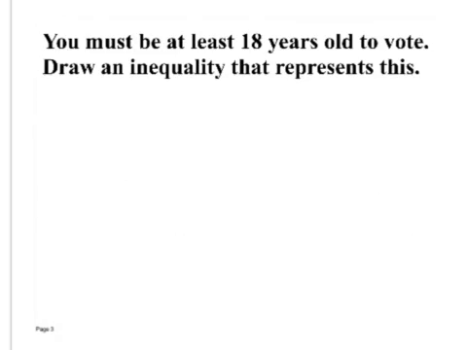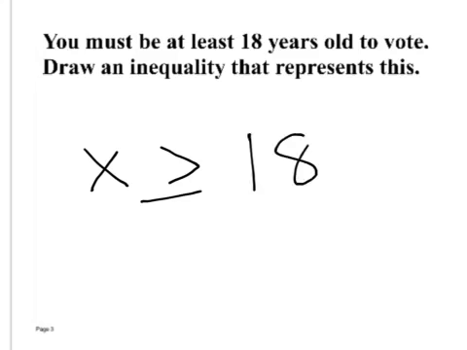Write this down. It says you must be at least 18 years old to vote. Draw an inequality that represents this. You must be at least. So that's going to be my variable of x. We go back. We find that at least is this symbol. And I need to write 18. Because to vote, you have to be older. You have to be at least 18.